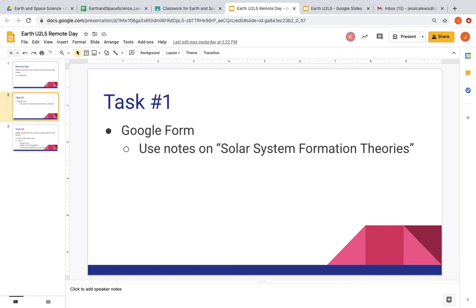This Google form is based on the notes from Friday. It has nebular hypothesis, stellar collision, fission theory, and capture theory questions on there, so feel free to use your notes on that.